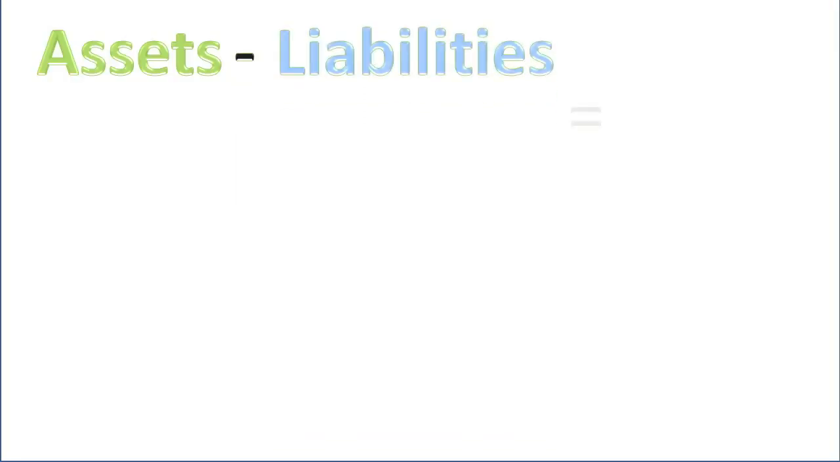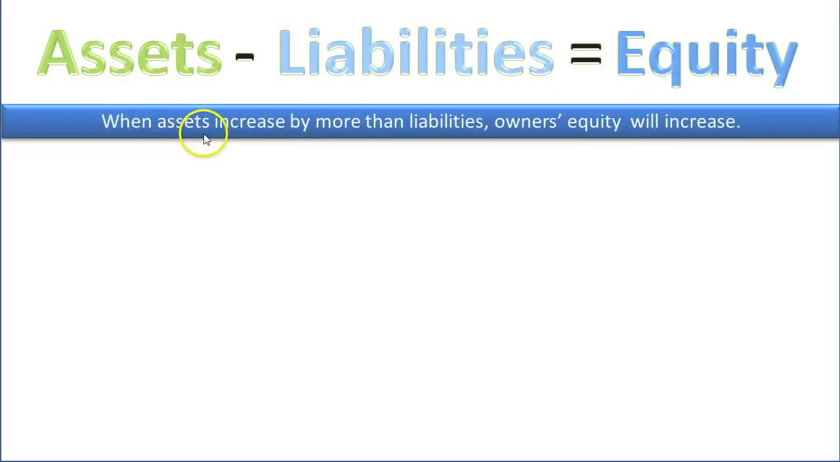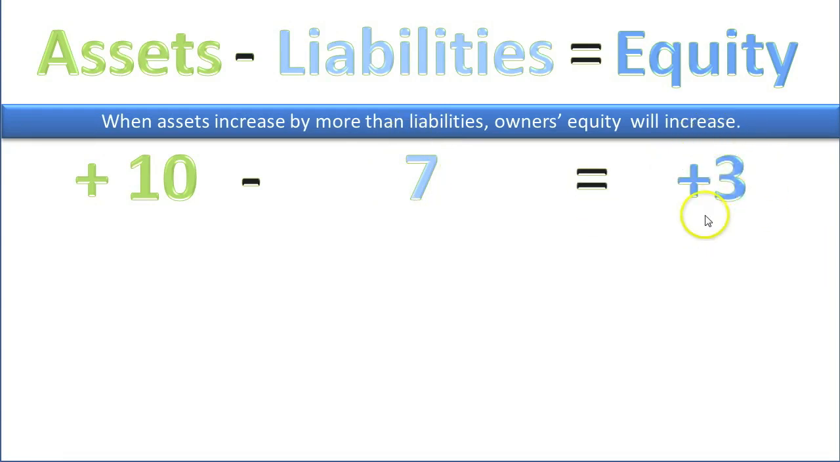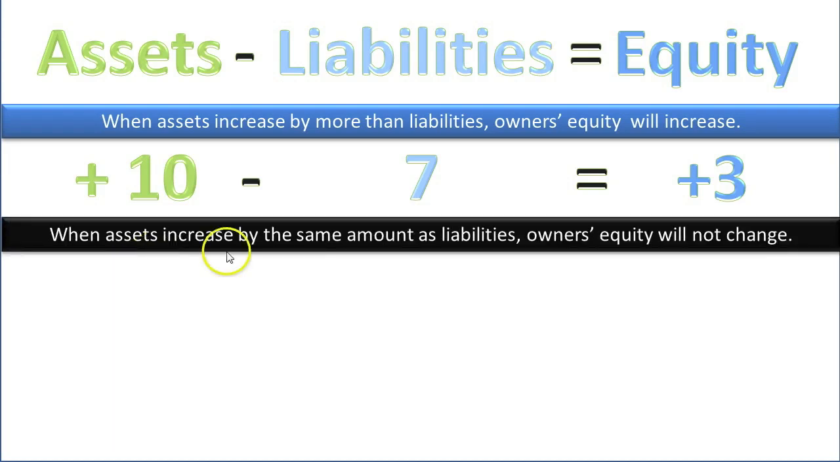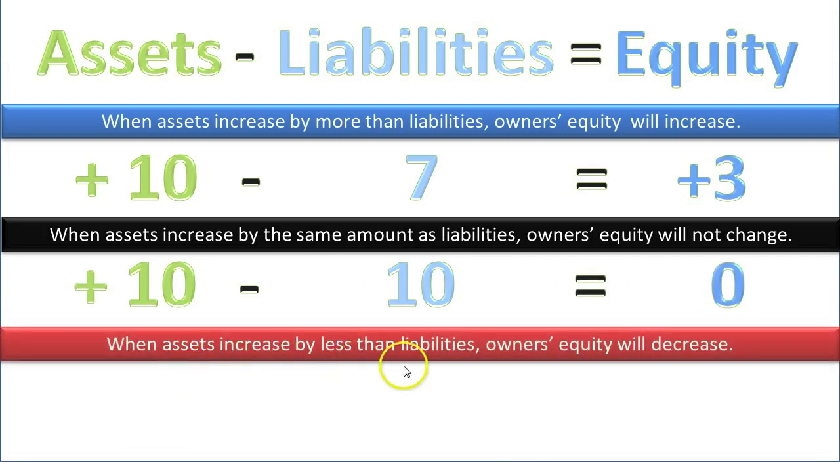Assets minus liabilities equals equity. When assets increase by more than liabilities, owner's equity will increase. For example, if we had $10 in assets come into the company, but liabilities were to only increase by $7, then the owners would have claim on the additional $3. When assets increase by the same amount as liabilities, owner's equity will not change. If we have that $10 come in, but liabilities increase by an equal amount, then the owners have no additional equity. When assets increase by less than liabilities, owner's equity will decrease.